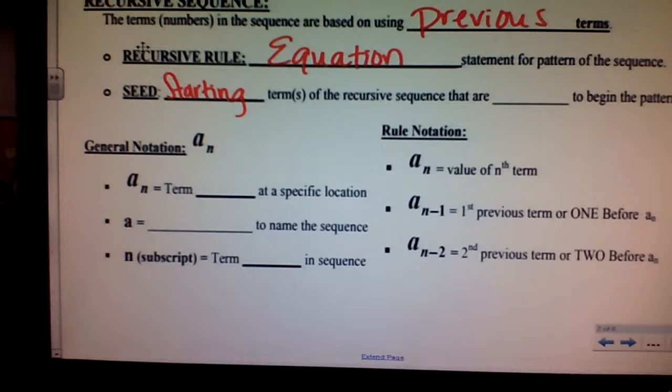Of the recursive sequence, those are the values that are needed to begin the pattern. Just like every plant has to start with a seed, every sequence has to start with a seed. And from that seed, it will grow.